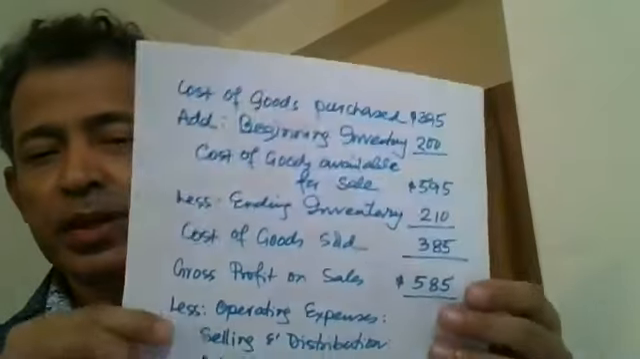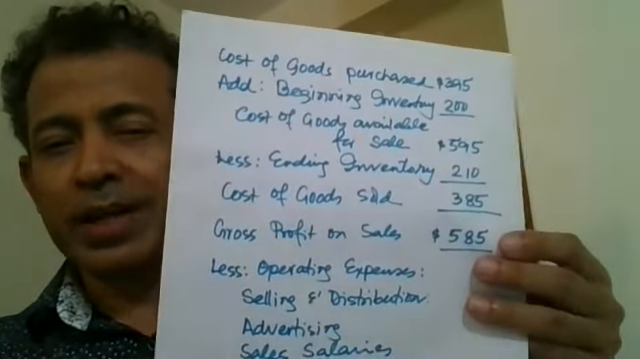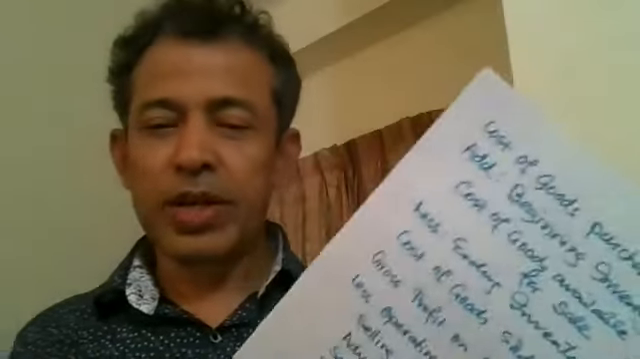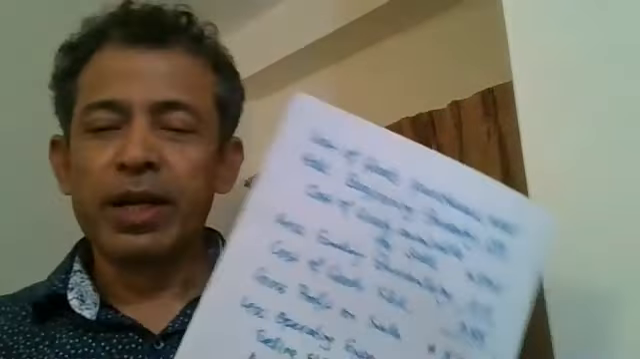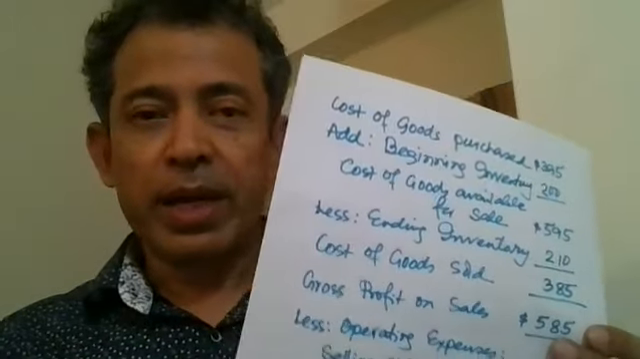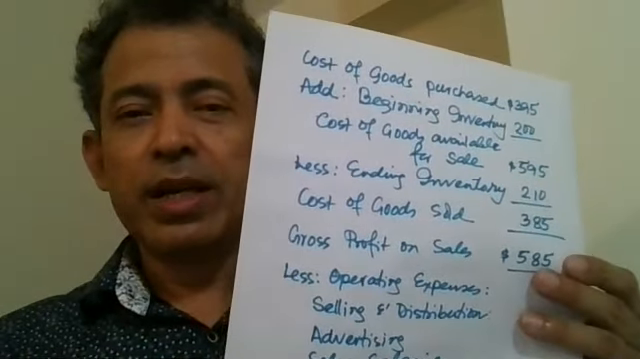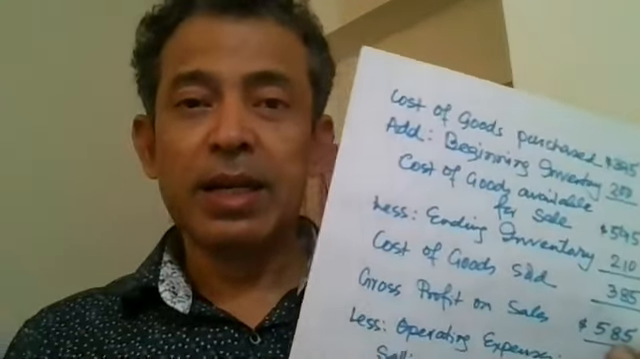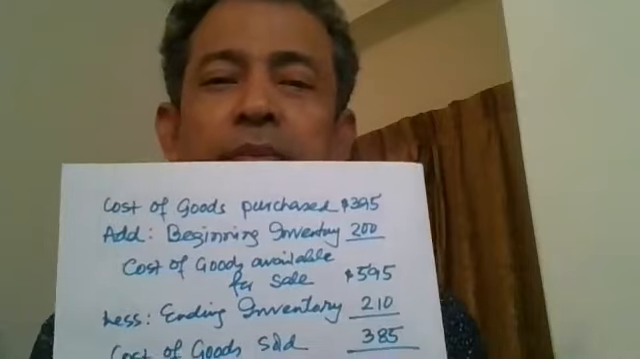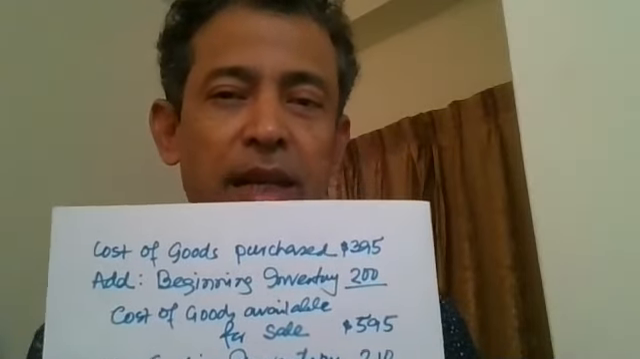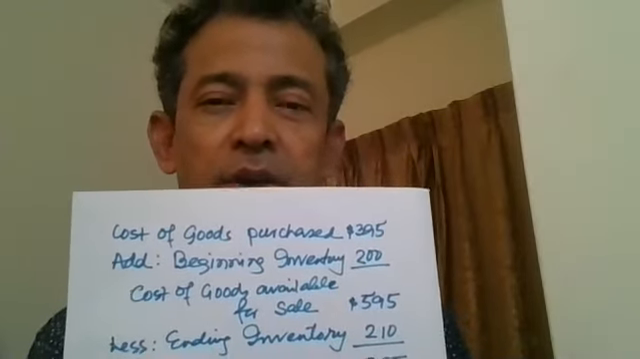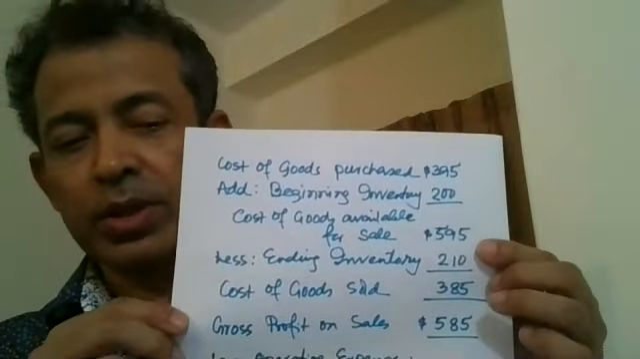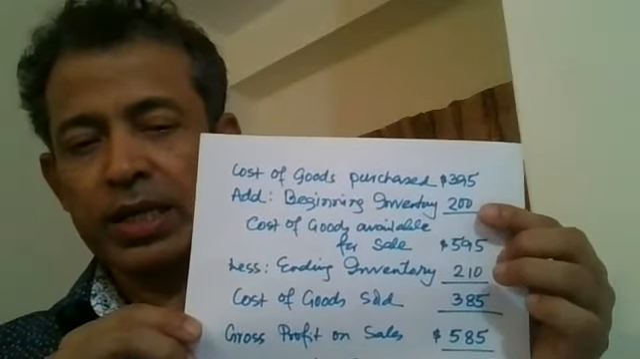And then continue on with cost of goods purchased. You just have to do the inventory adjustments, meaning you add beginning inventory and subtract ending inventory. So with cost of goods purchased, once you add the beginning inventory, you have cost of goods available for sale. So here it is $595 cost of goods available for sale after I added the beginning inventory.